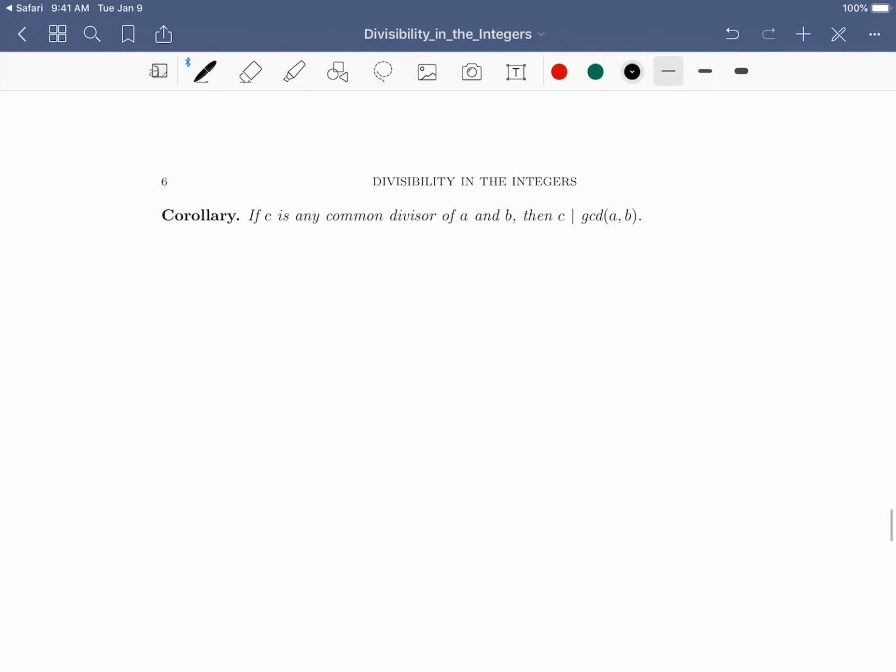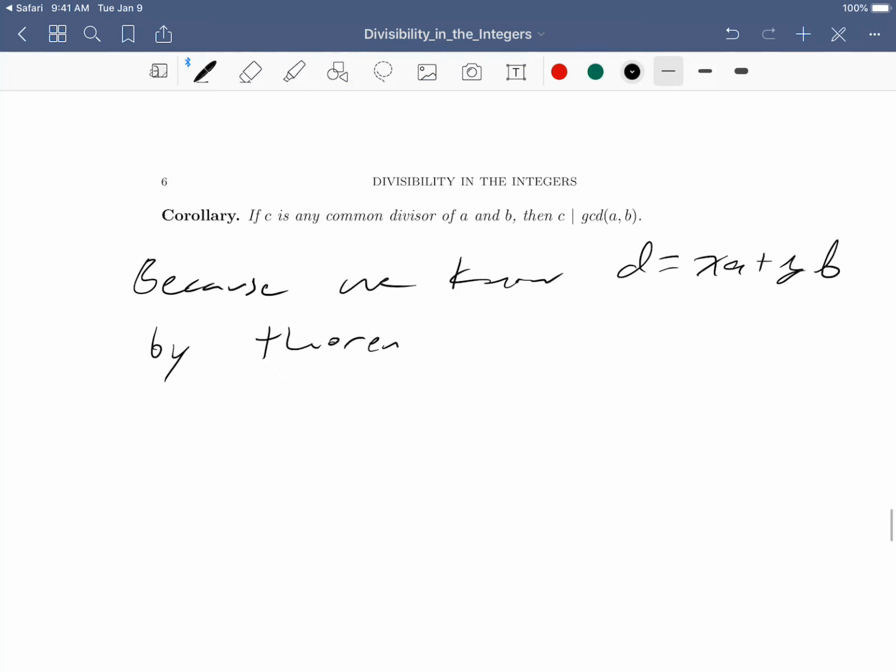So we proved that for any common divisor of A and B, it divides the GCD. And this is because we know D can be written as this linear combination by that theorem. So C divides D if it divides A and B. And so we get this little corollary that is something that you may have known, that any common divisor actually divides the GCD of the two numbers.